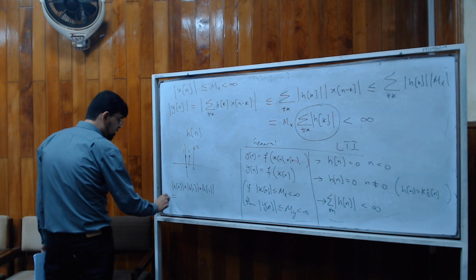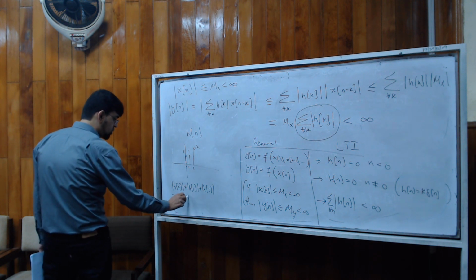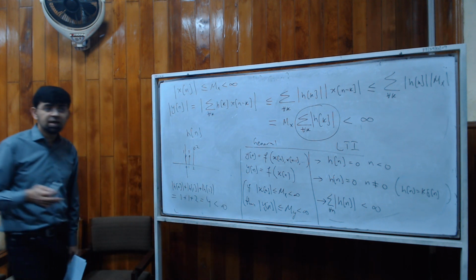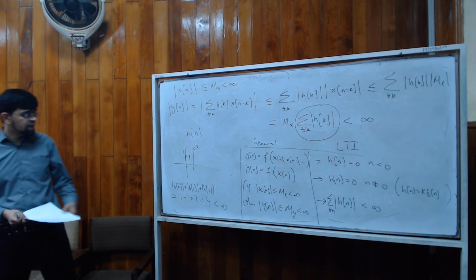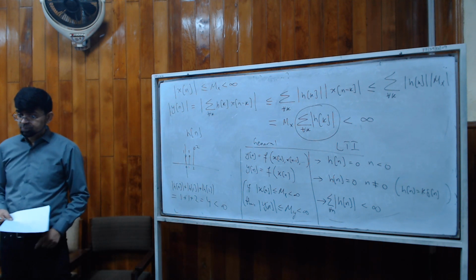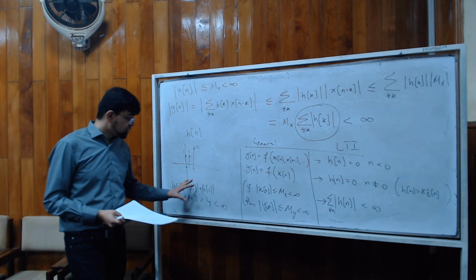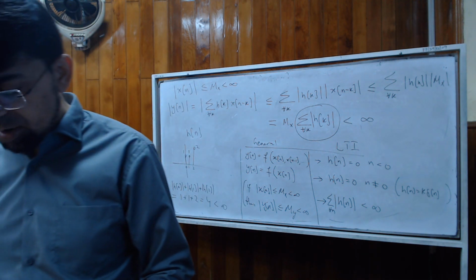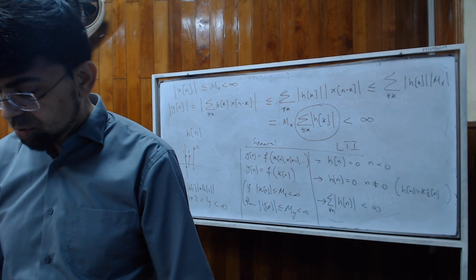What is that? This turns out to be 1 plus 1 plus 2. It is 4, which is definitely a finite number. So you wouldn't really have to do it all the time. You could just see from here. So from there you can tell easily if the system is BIBO stable or not.